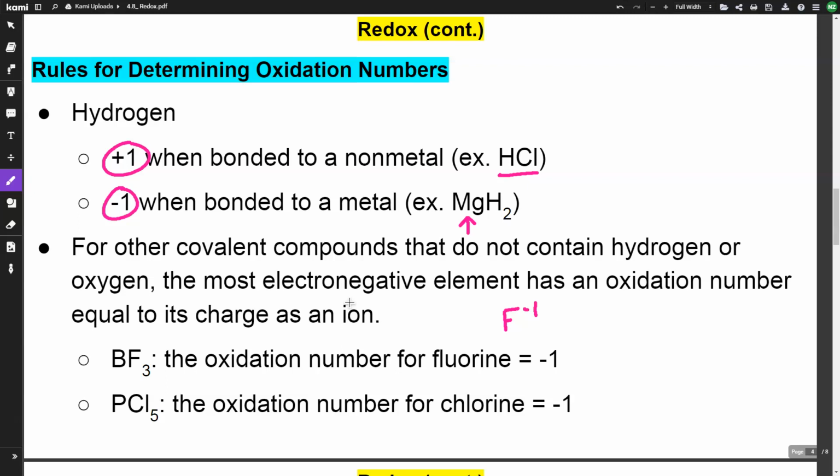as the oxidation number. In the case of phosphorus pentachloride, the oxidation number for chlorine is going to be -1 because chlorine's charge as an ion is -1. Between phosphorus and chlorine, chlorine is more electronegative. So we're going to use chlorine's charge as an ion as its oxidation number. Okay, remember electronegativity is larger as you head to the upper right-hand corner of the periodic table.